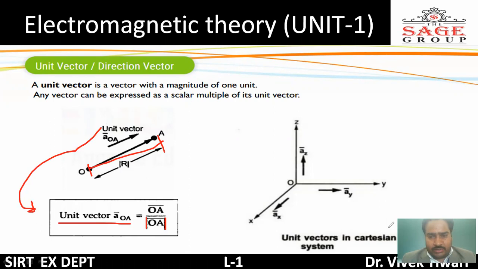In electromagnetic theory, when we are discussing the x-axis, y-axis, z-axis, it is important to know the unit vector of the x direction. The unit vector of the x-axis is ax, the unit vector of the y-axis is ay, and similarly az represents the direction of the z-axis. So when we are discussing the coordinate system, unit vectors become important.